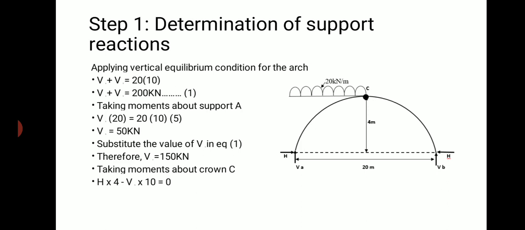So VB is known by solving the moment about A. Therefore, substitute the value of VB and get the value of h. So h totally you will get it as 125 kilonewton.